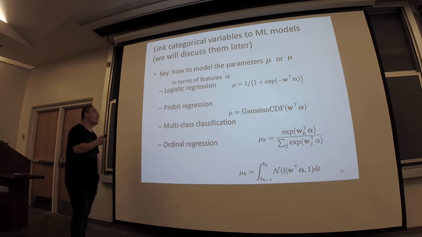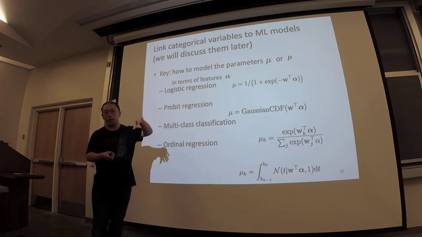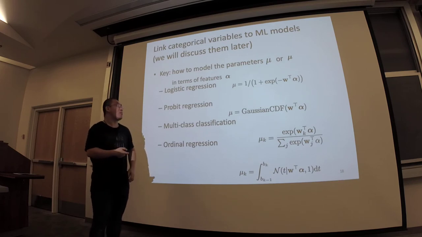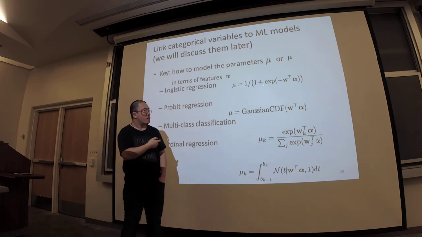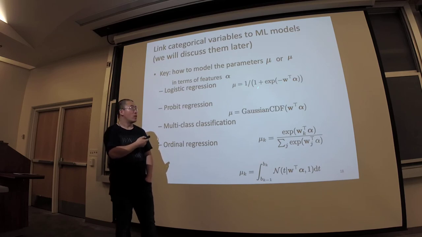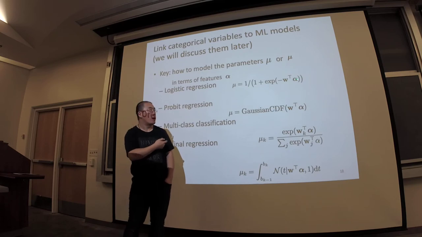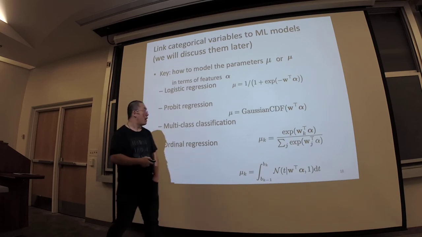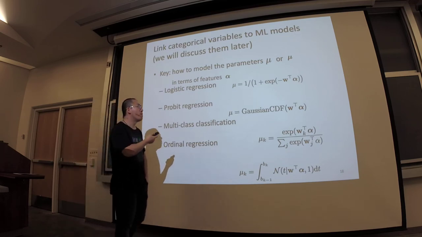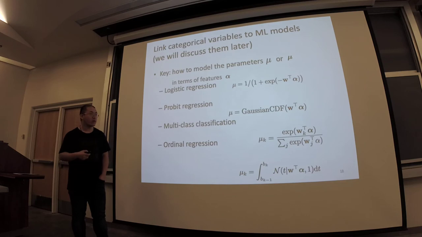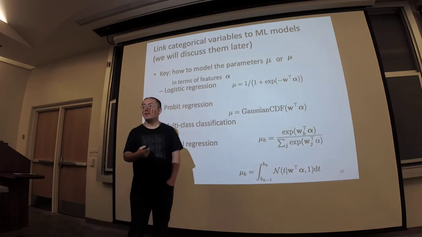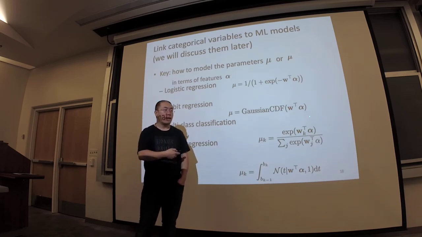So a commonly used model is logistic regression. You want to model how the binary labels are generated, right? Given some feature vector, I model the Bernoulli parameter mu as a sigmoid activation function, where the input of the sigmoid is the inner product of a feature weight vector and the feature vector. Similarly, you have probit regression, where you replace this sigmoid with the standard Gaussian CDF. And for multi-class classification, if you have K categories, then you may introduce K weight vectors, take the exponential to ensure positiveness, and then normalize it. You get mu 1, mu 2, to mu k. This is also called softmax.